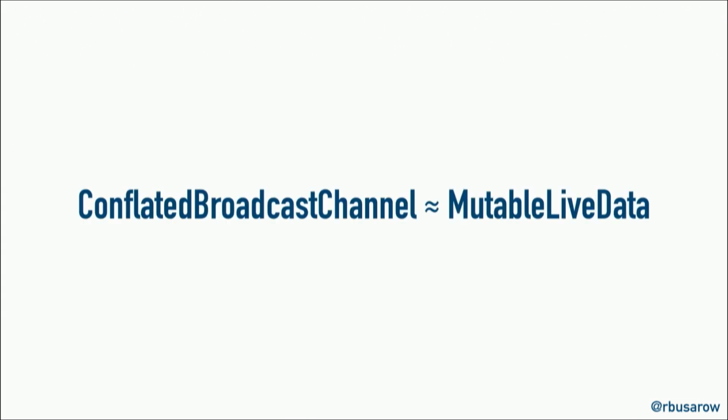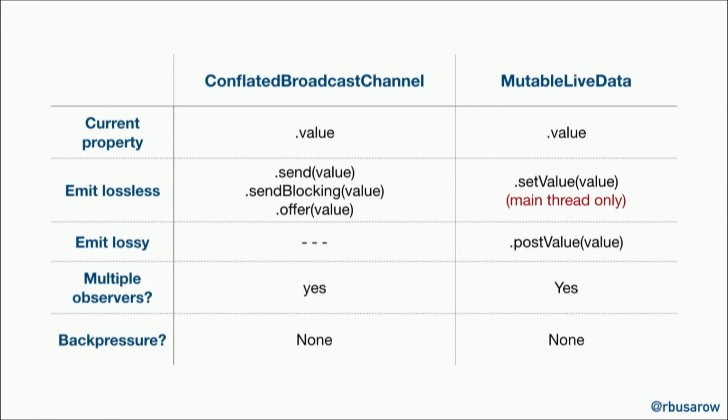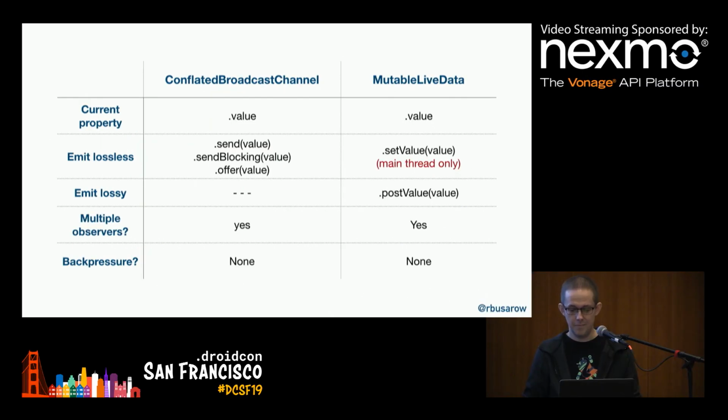So I mentioned earlier that conflated broadcast channel is the nice one. And that's because conflated broadcast channel is pretty much the same as immutable live data. They both have the ability to retrieve the current property instead of using an iterator just by calling .value. They're both capable of emitting the value losslessly, without loss, via send blocking, or offer, or set value on the mutable live data side. The conflated broadcast channel will never lose data sending it to this channel, but the mutable live data could if you wanted.